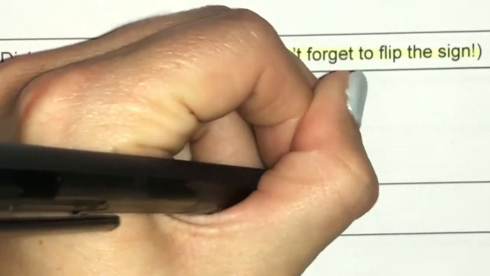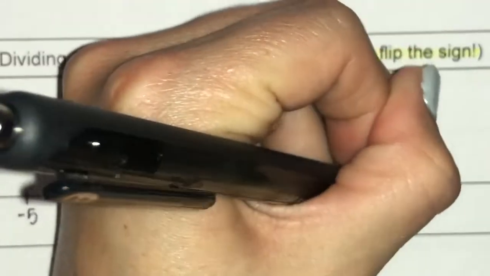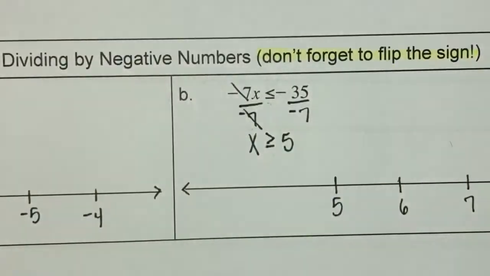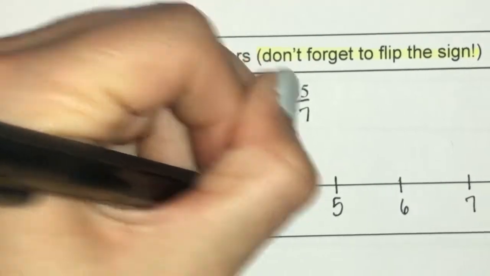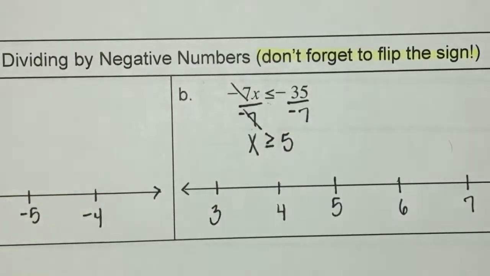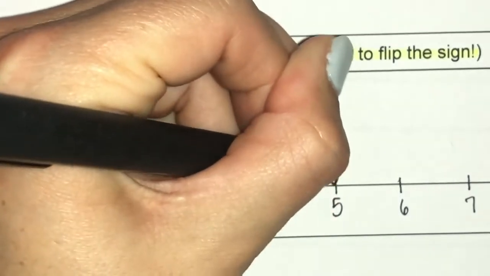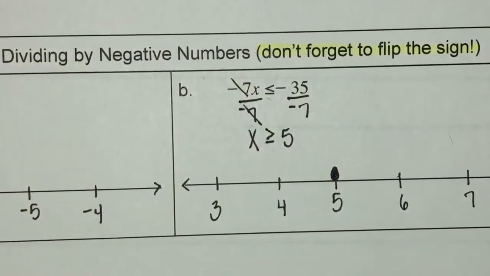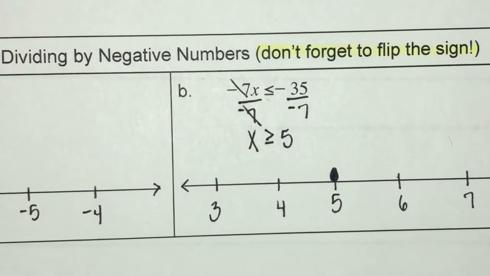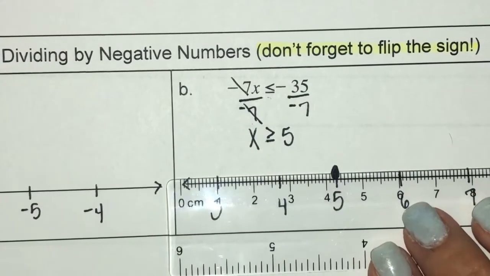So 5 will go in the middle of my number line, and then up to 6, 7, and then down to 4, 3. So x is greater than or equal to 5, so I have a closed dot on 5, and then since x can be greater than or equal to it, I need to go to the right because those are all the numbers that are greater than 5.